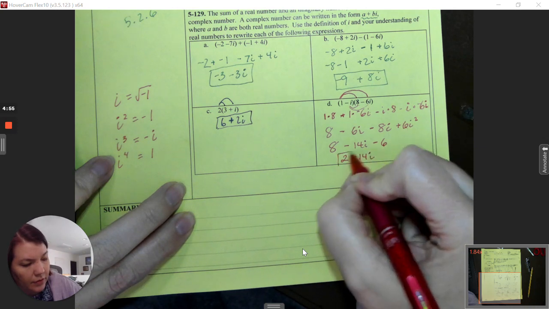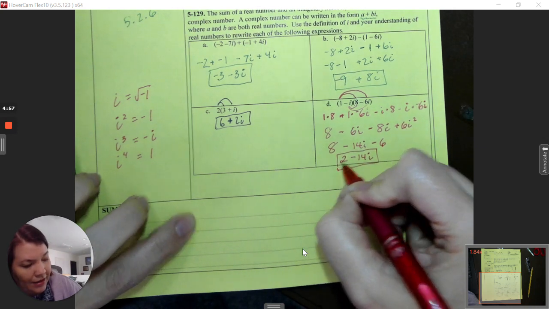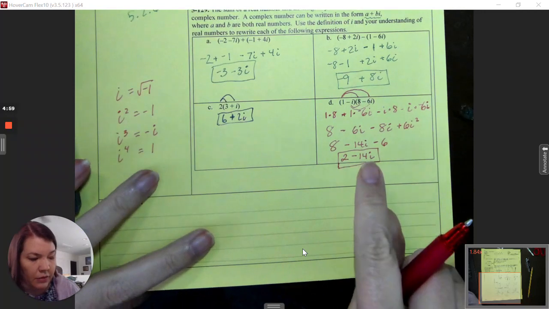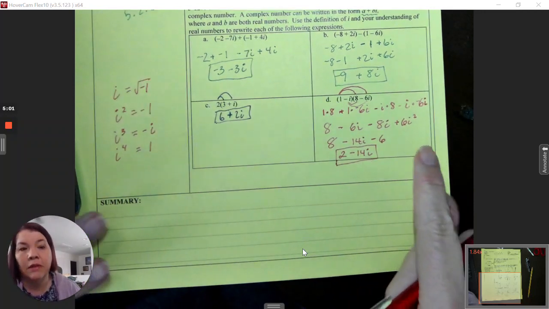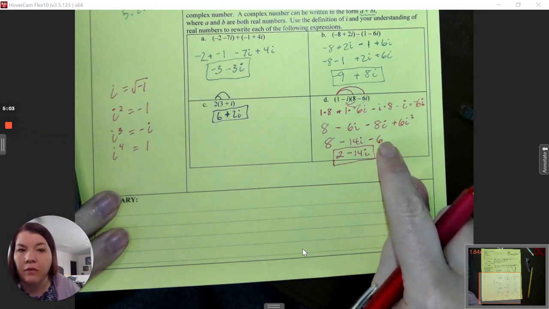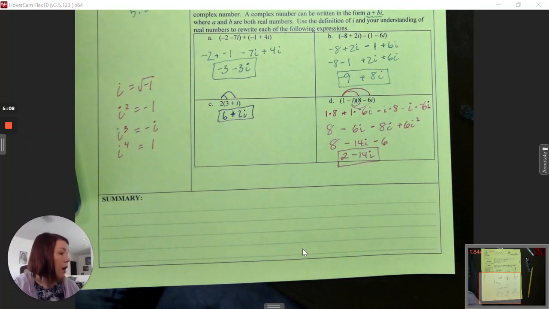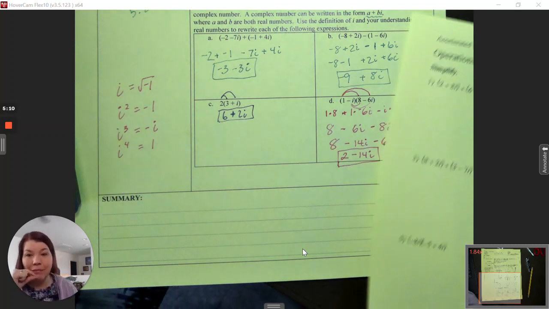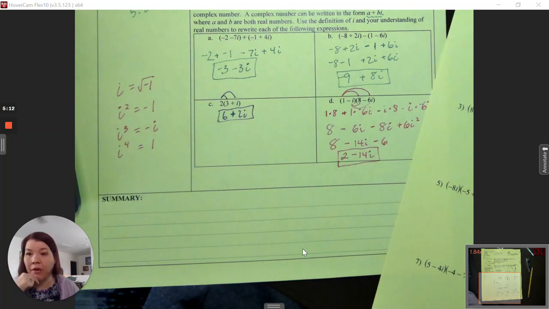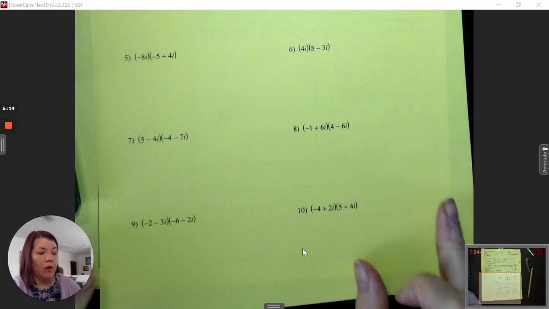And so my answer should end up being a complex number, a real piece plus a complex piece. So be really careful with this and then what happens to it. Okay, and that's really all there is to it. Operations with complex numbers are quite simple, because you're just going to use what you already know. So then we have these problems to practice.